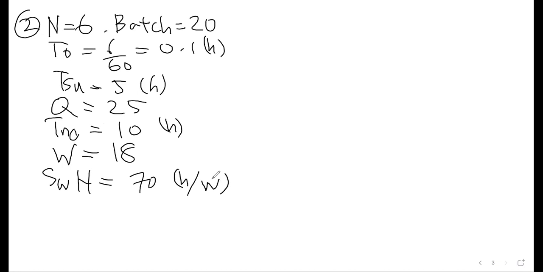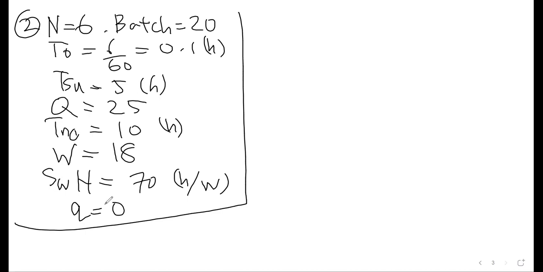All right. And then Q scrap is 0, because it is negligible there. So you get all this data from question number 2. You need to determine the manufacturing lead time for the average part. So first you need to calculate the MLT.